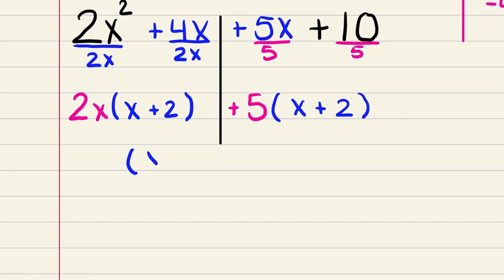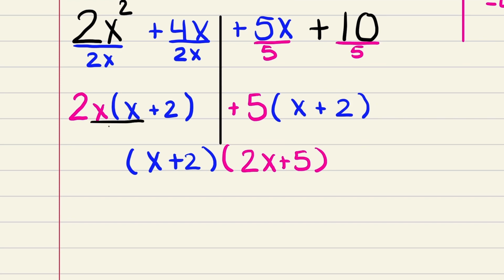So you're going to have x plus 2 as your first parenthesis, and your second parenthesis is going to be what's left over, 2x plus 5. And just so you know, mathematically speaking, it's because you're pulling that GCF of x plus 2 on both sides, so they're reducing. But sometimes people just remember that the parentheses that's repeated goes in one, and then what's left over goes in the other. And I'm fine with that.